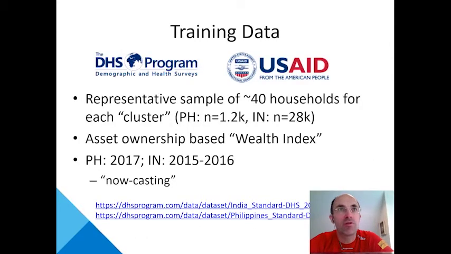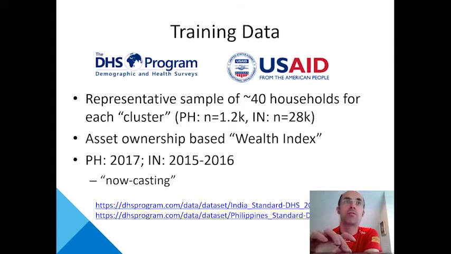To evaluate our approach, we use data from DHS for the Philippines and for India. DHS provides an asset ownership-based wealth index. So basically, areas where people own more stuff have a higher wealth index, and conversely, areas where people own less stuff have a lower wealth index. We have this data for the Philippines from 2017 for about 1.2 thousand locations, and for India 28,000 locations, a couple of years old.